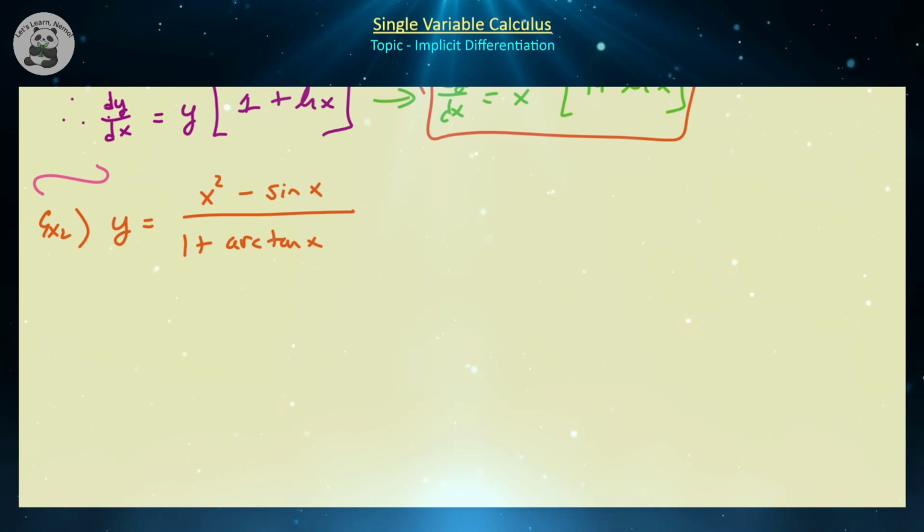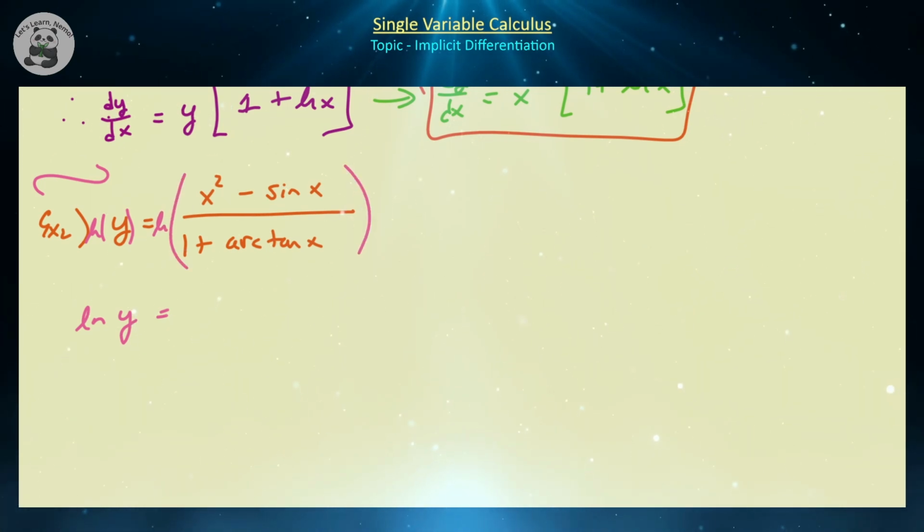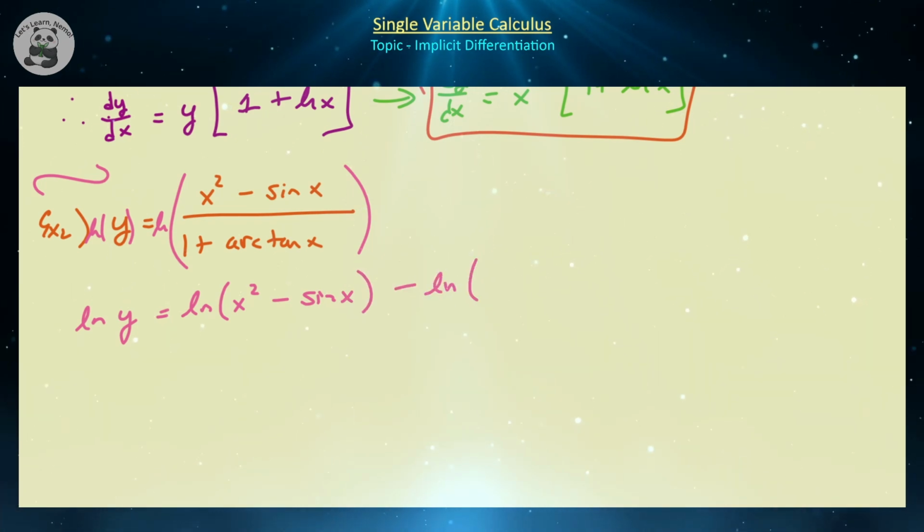So to start, I'm going to take the log of both sides. So I'm going to have the natural log of y is equal to the natural log of the quotient. So remember, the natural log of a over b is the same as the natural log of a minus the natural log of b. So that's going to be equal to the natural log of x squared minus sine x minus the natural log of 1 plus the arc tangent of x.